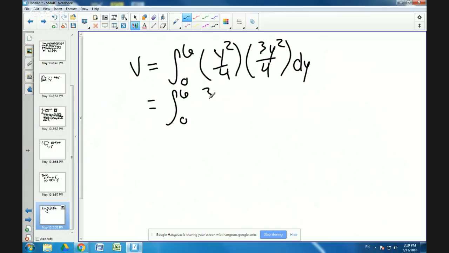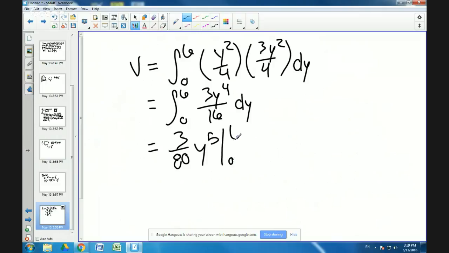So you get 3y to the 4th over 16. Okay, now you just solve for your integral, which you get 3 over 80 y to the 5th, from 0 to 6. And then you plug in your values. This is pretty easy. You know that when you plug in 0, it's just going to equal 0. So we get 3 over 80 times 6 to the 5th, which is a pretty big, nasty number.